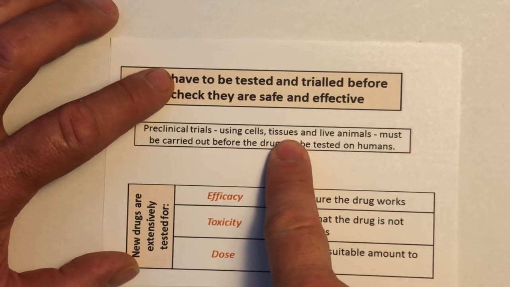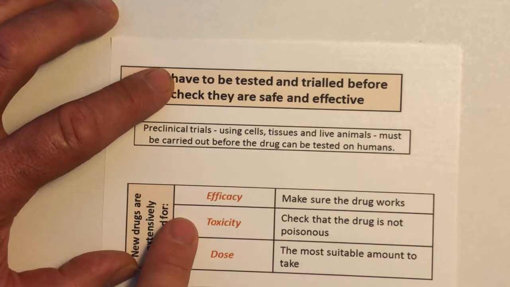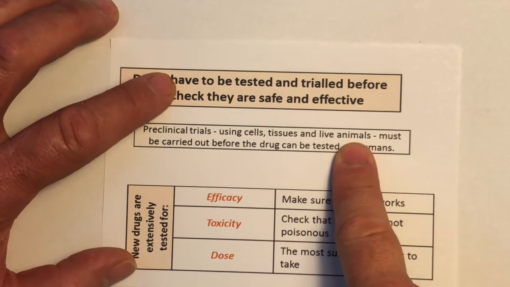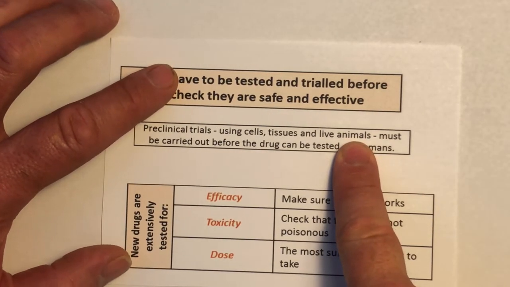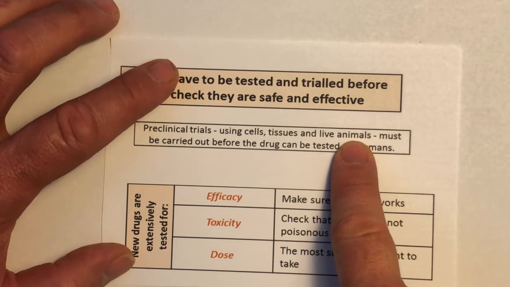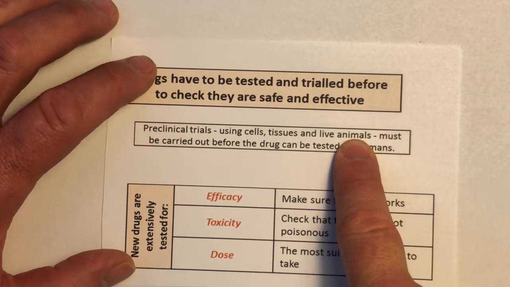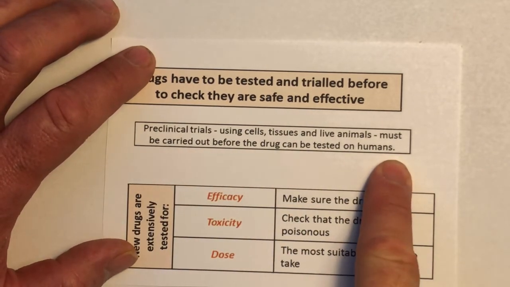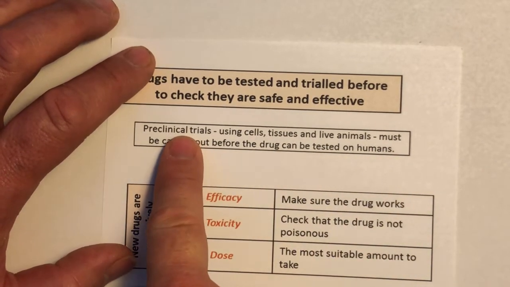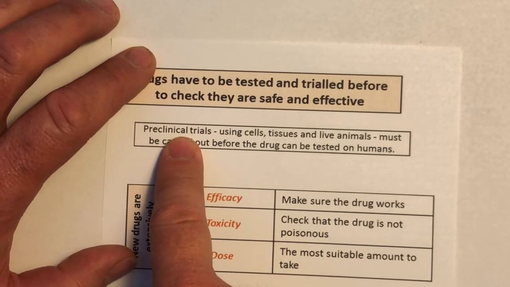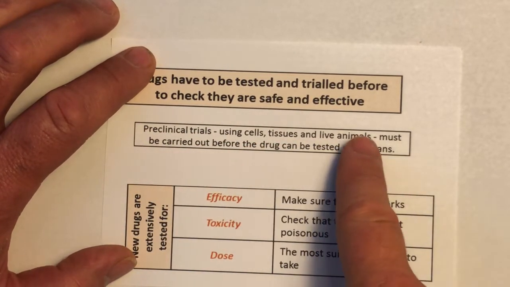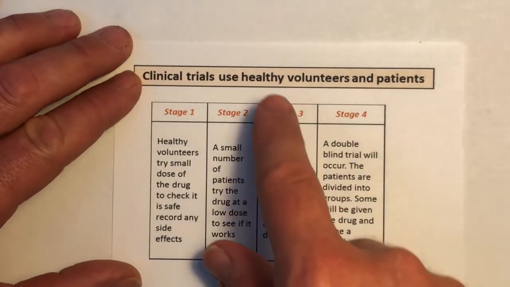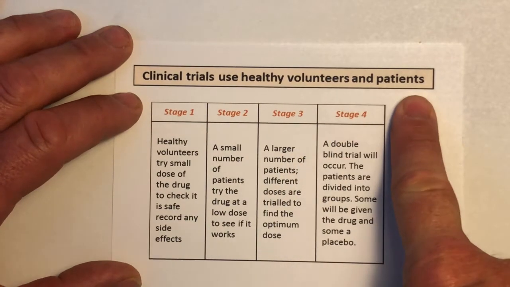If it then looks still promising with the efficacy and the toxicity, they will then test them on live animals, tending to test them on smaller animals first, like your mice, and then eventually they may well test them on larger animals. But these must, by law, be carried out before the drug can be tested on humans. Once the preclinical trials have been completed on cells, tissues and live animals, it then goes into the stages of using healthy volunteers and patients.